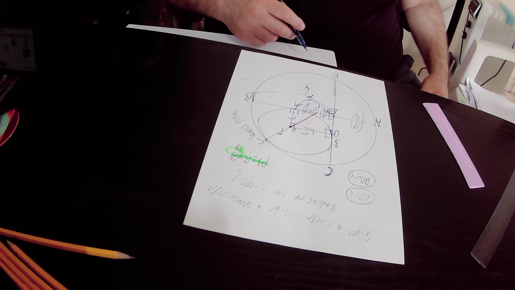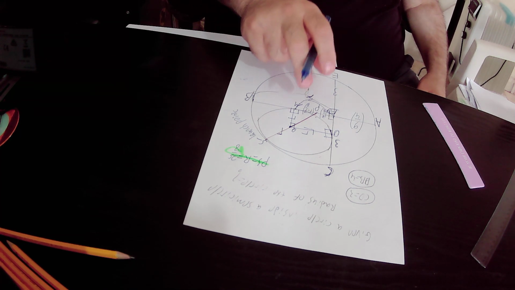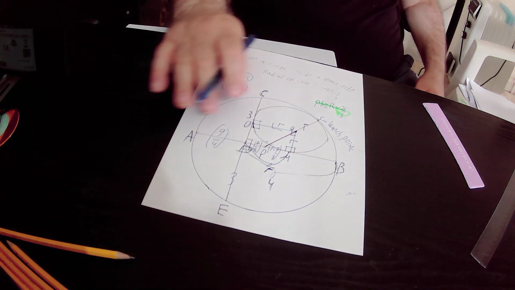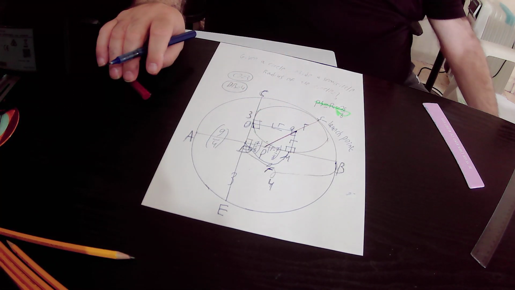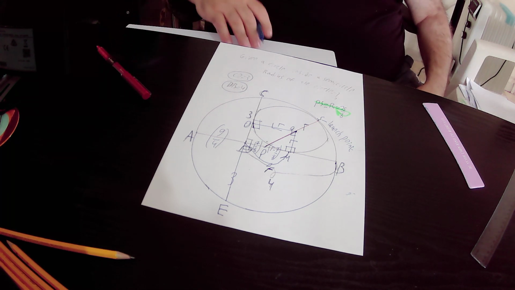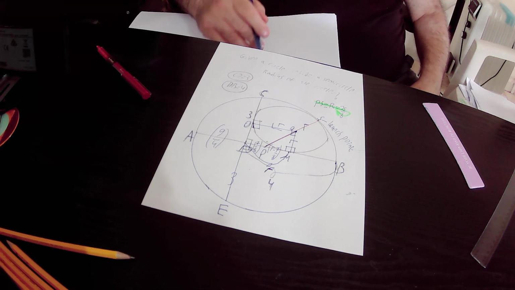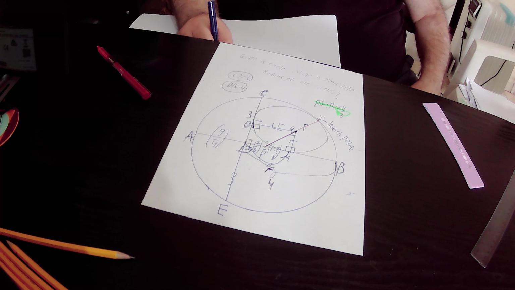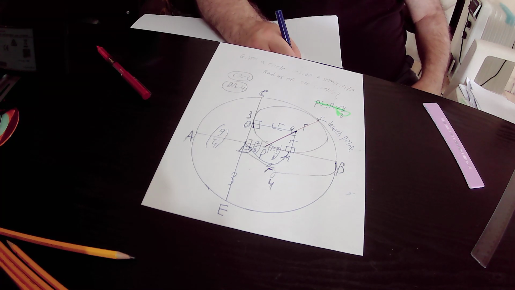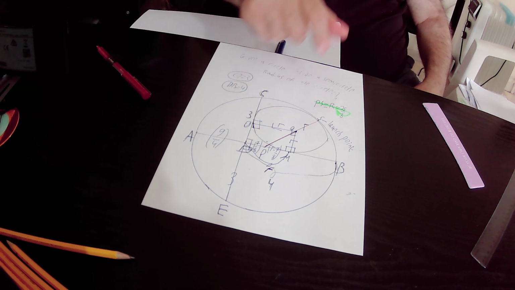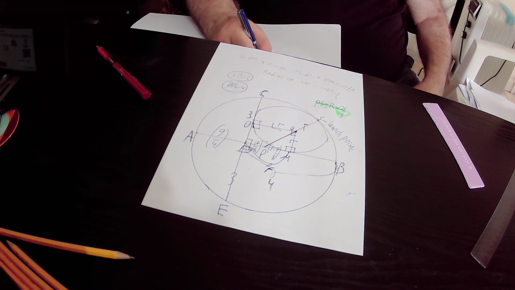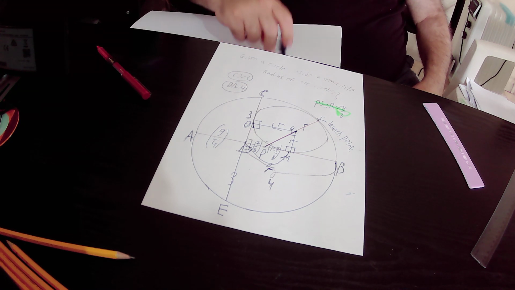Therefore, what is the length of PQ? From the drawing, it is very easy to see that the length of line segment PQ equals PS minus QS.